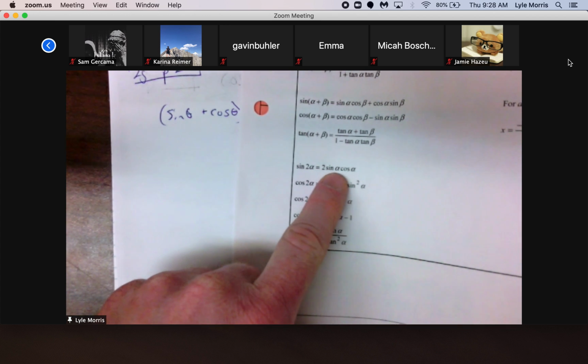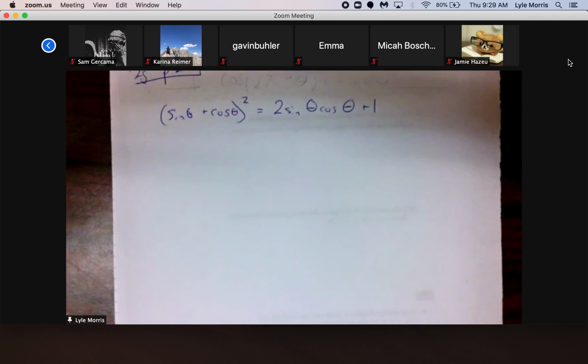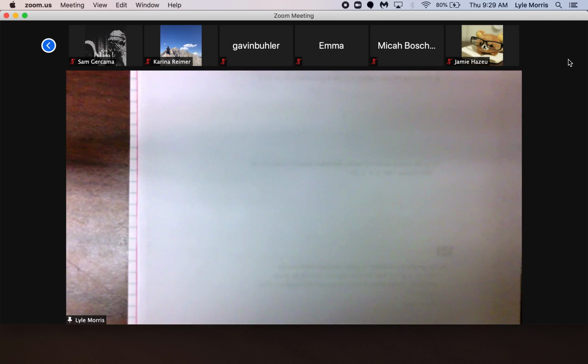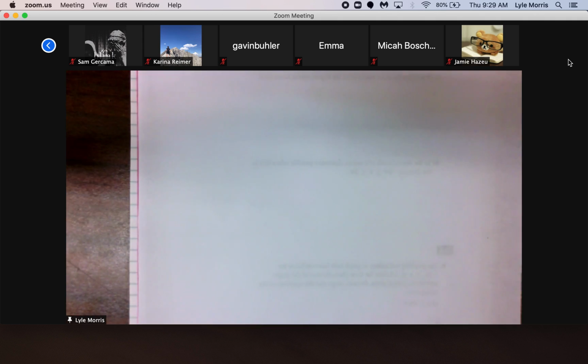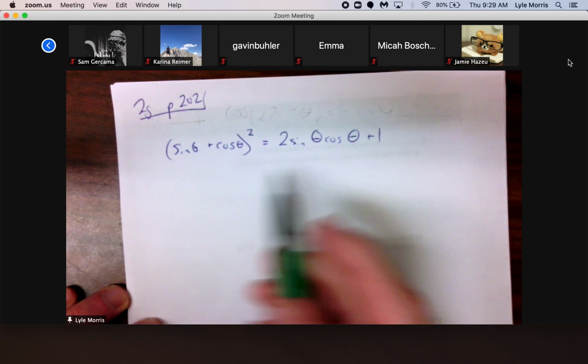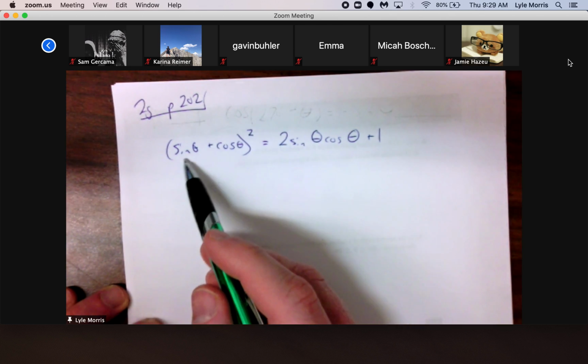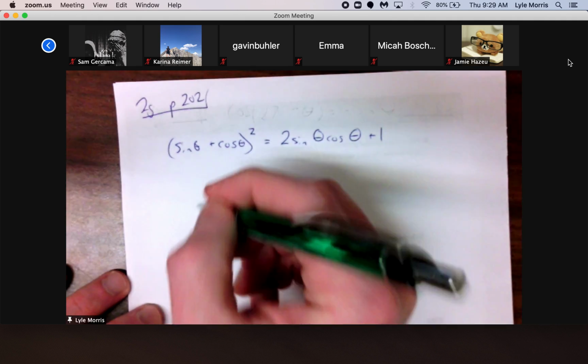2 sine theta cos theta. This is a proof that we're going to be adding to this, but we're not there yet, so can't use it. Well, you can, but I don't think it'll help you, to be honest. Okay, so there's a whole lot of craziness here. What I'm going to do is first square this. That's just what jumps out at me. I'm going to square that.